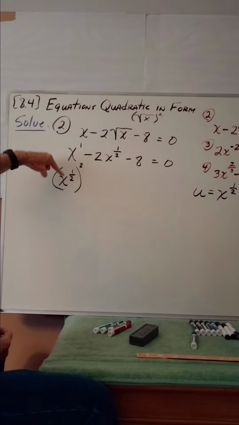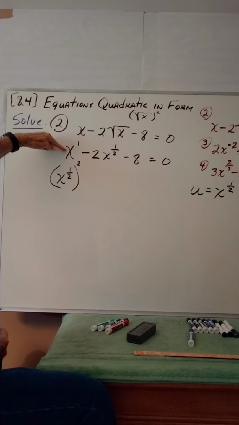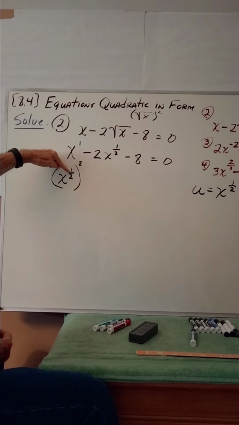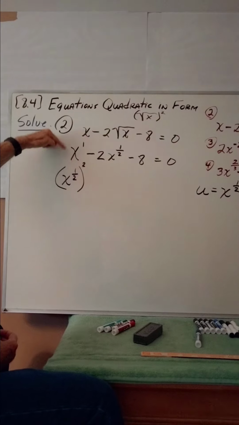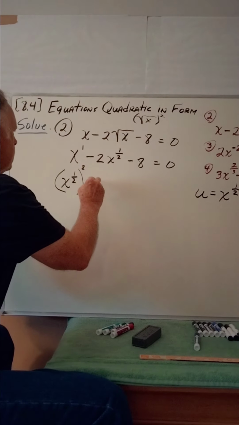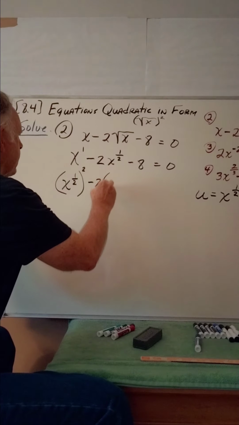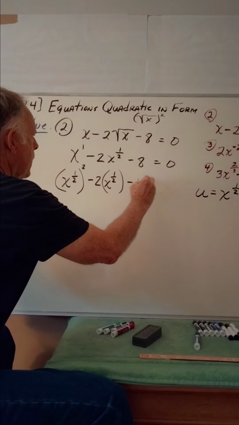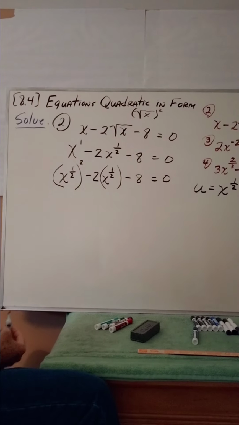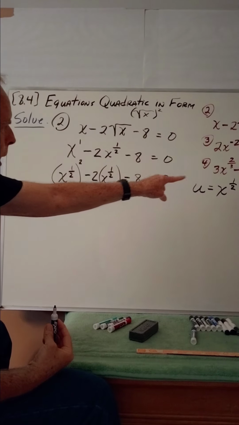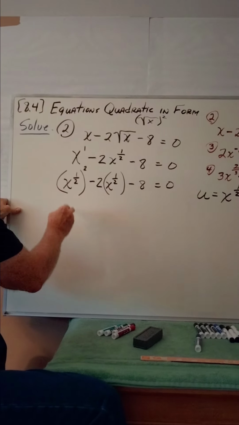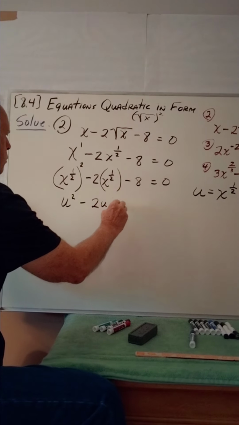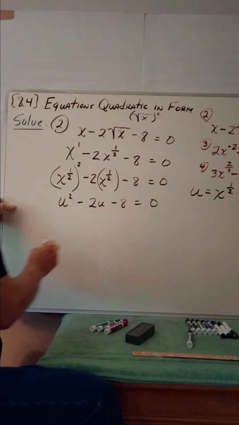Let's just verify that this expression is equivalent to the one above it. If we multiply the exponents here, x to the 1/2 to the second will give us x to the first. Bring down the -2, place x to the 1/2 in there, then -8 is equal to 0. Now let's substitute u wherever we see x to the 1/2. We see it here, u squared. Negative, we see it here, -2u, -8 is equal to 0. Factor.